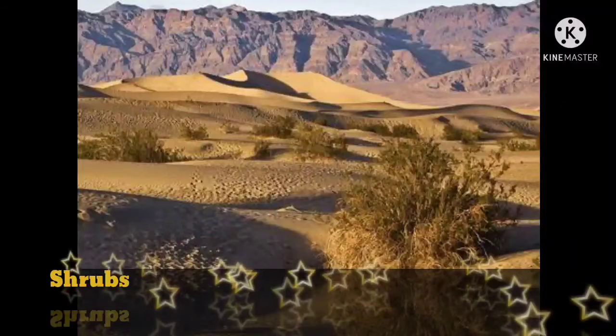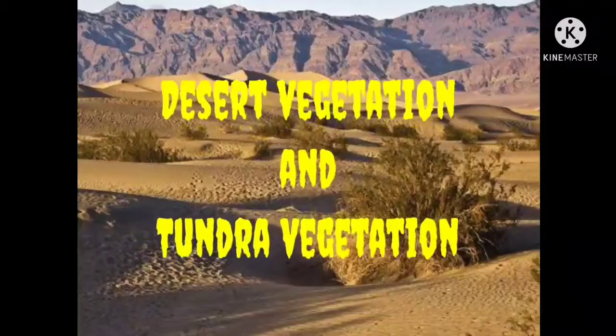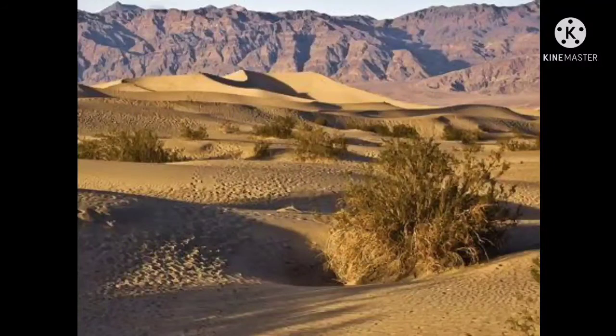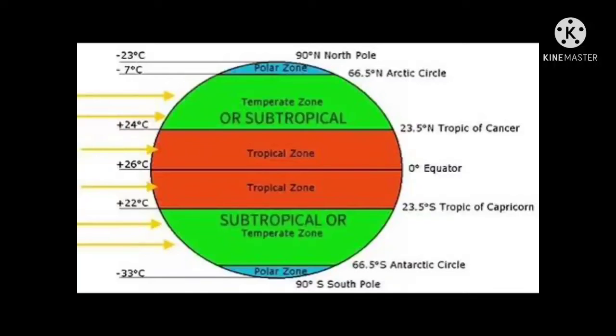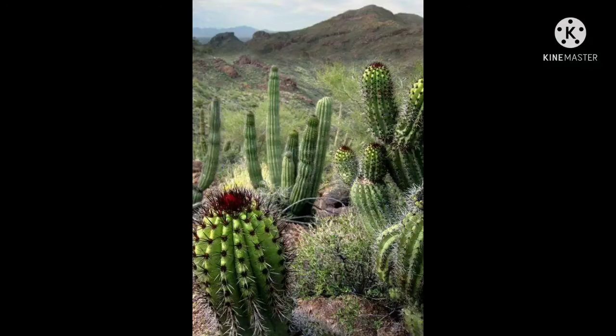Friends, now let's go through the third classification of natural vegetation, named shrubs. It can be divided into two types of vegetation. They are desert vegetation and tundra vegetation. Desert vegetation is very hot and dry. It is found in the western part of the tropical and subtropical regions. The main vegetation we find here is thorny bushes and cactus.